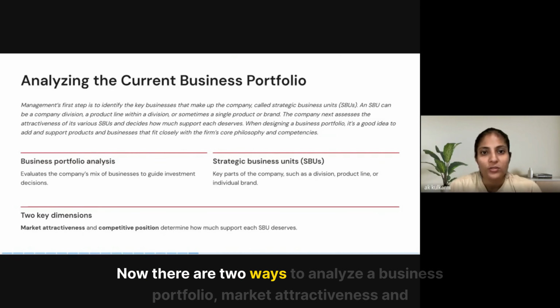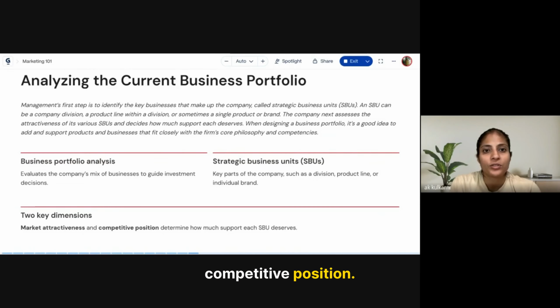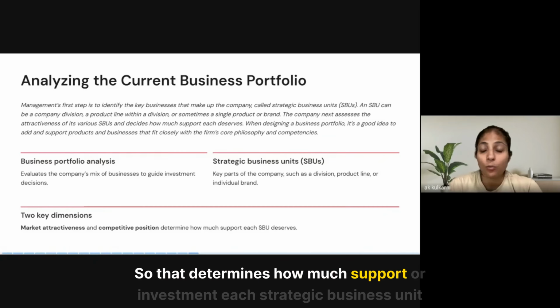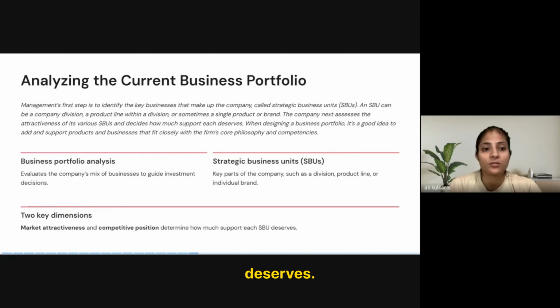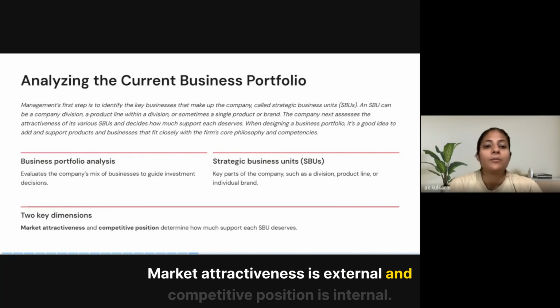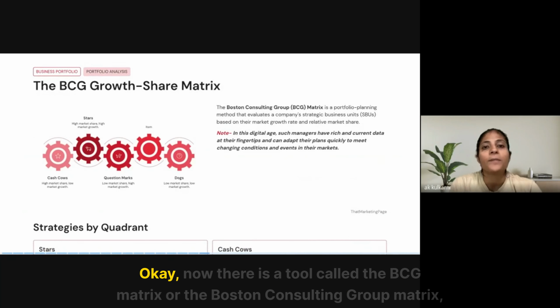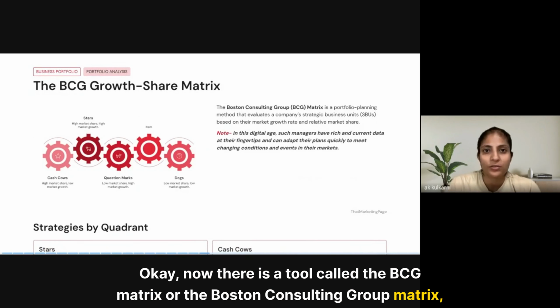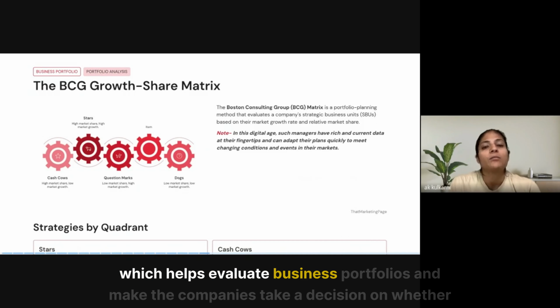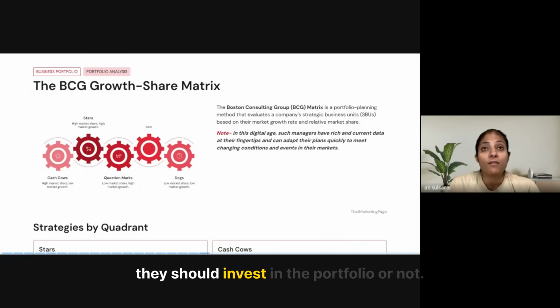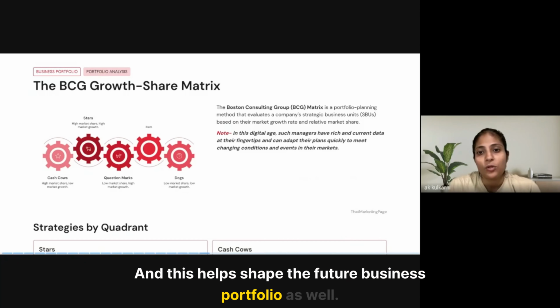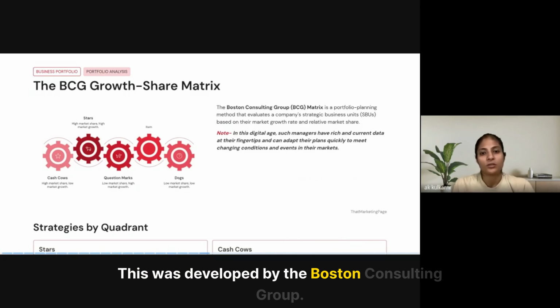Now, there are two ways to analyze a business portfolio: market attractiveness and competitive position. So, that determines how much support or investment each strategic business unit deserves. Market attractiveness is external, and competitive position is internal. Now, there is a tool called the BCG matrix, or the Boston Consulting Group matrix, which helps evaluate business portfolios and make the companies take a decision on whether they should invest in the portfolio or not. And this helps shape the future business portfolio as well. This was developed by the Boston Consulting Group.